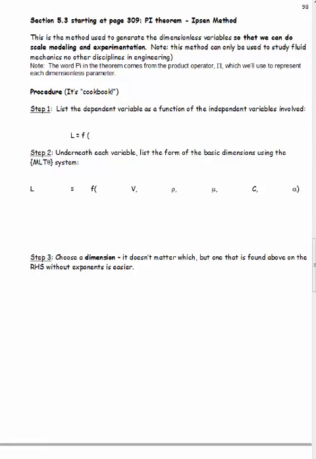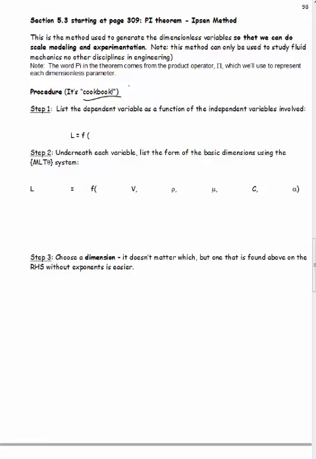Okay, so now we're going to find out how to come up with these dimensionless variables that we were talking about. And the good thing about this is I call it cookbook here because you basically follow the steps and you can do it every time. Note that this method is only going to work for fluid mechanics. You can't use it on any other disciplines. Okay, so let's get started.